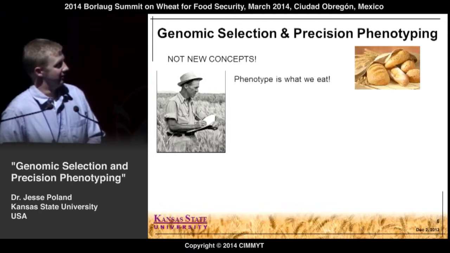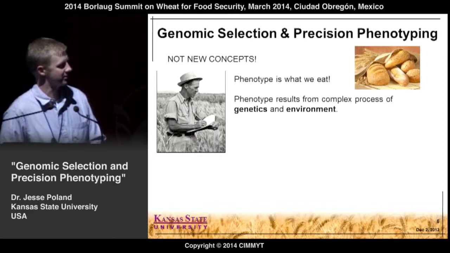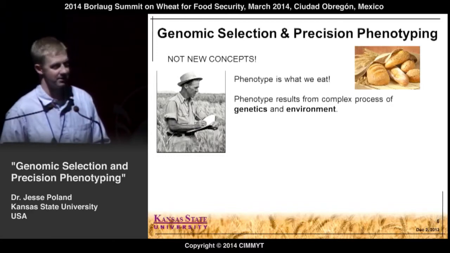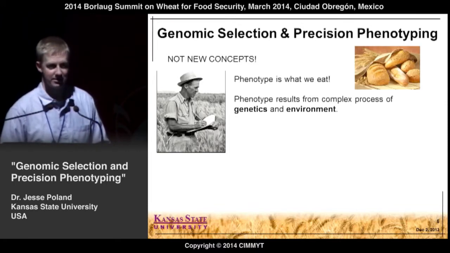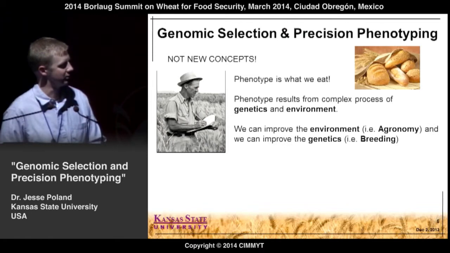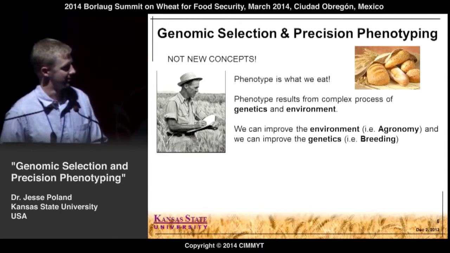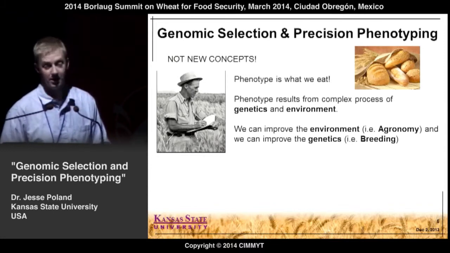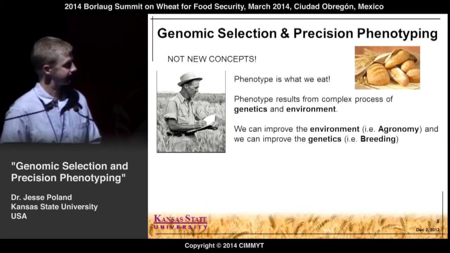The phenotype is obviously what we eat, but that results from a complex process involving genetics and the environment. These two interact to give us more or less of what we're trying to eat. We can work to improve the environment, obviously through agronomy, though there are also stochastic variables in the environment, but we can also work to improve the genetics. So for this talk, I'm focusing on the genetics and genetic improvement.